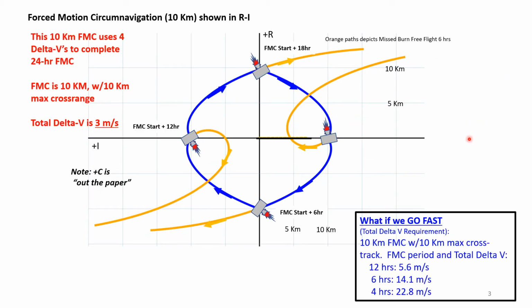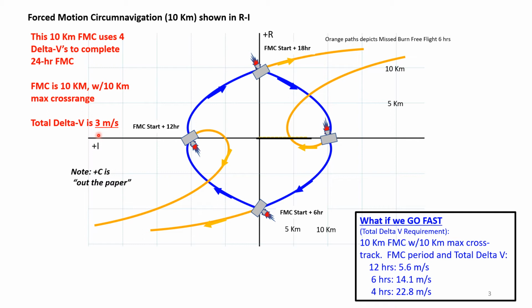Now we're going to look at a forced motion circumnav. This is where instead of one single burn, we do multiple burns to complete a circumnavigation about a target. In this case, we're going to try to stay as close to 10 kilometers distance. So instead of starting out at 20, we are going to move into 10, and then we're going to start this journey you see here, and I'm tracing it out right now. Okay, so this is a 10-kilometer forced motion circumnav. It uses four little delta Vs. The total delta V to complete this 24-hour journey around the target is 3 meters per second.